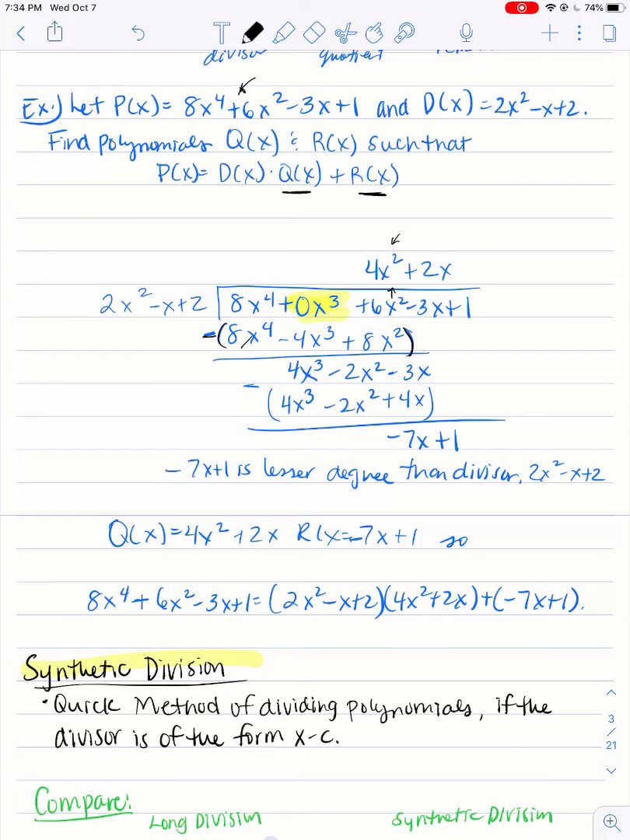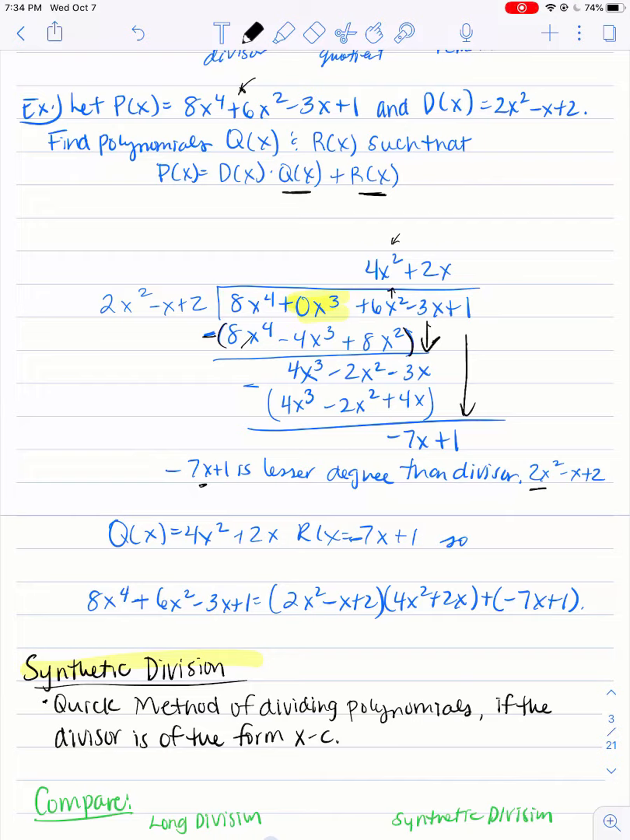And then I subtract those and I get negative 7x, and then I bring down the 1. And then we brought down this 2. So then I have negative 7x plus 1. So we could actually stop there because negative 7x plus 1, the x is a lesser degree than the divisor, 2x squared. So that's it. So negative 7x plus 1 is actually my remainder.